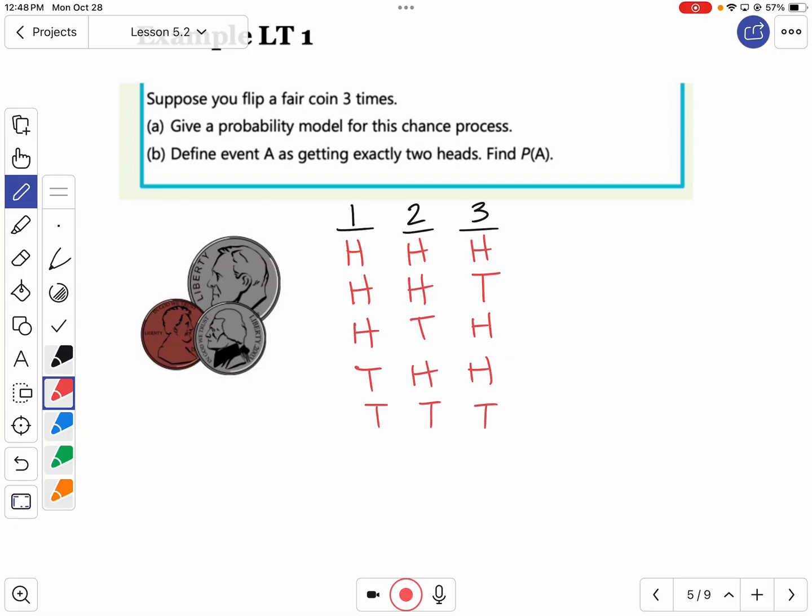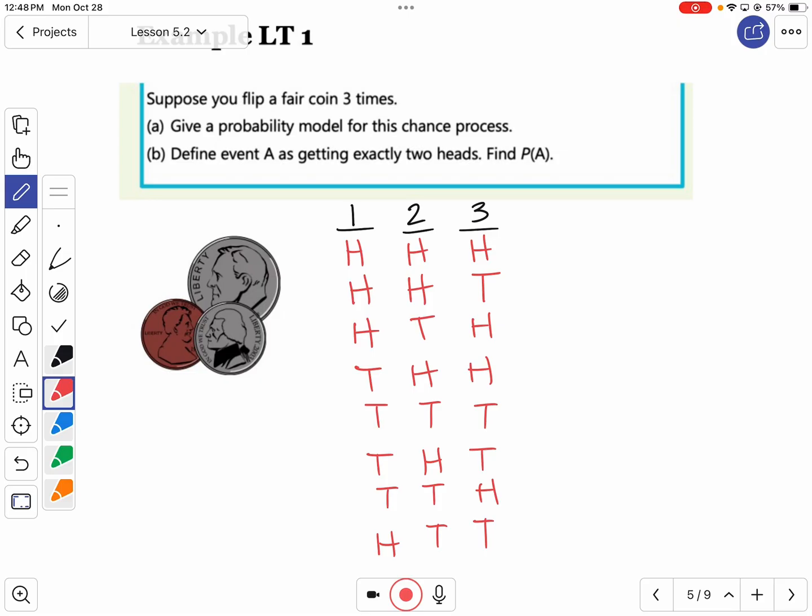We could do tails, heads, and tails. Tails, tails, and heads. Okay, and let's see, is there anything else? Heads, tails, tails? Yeah. Yep, I think that gets them all.